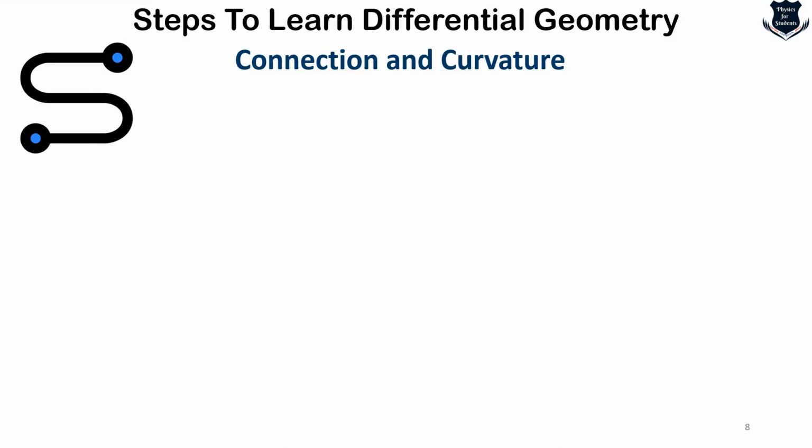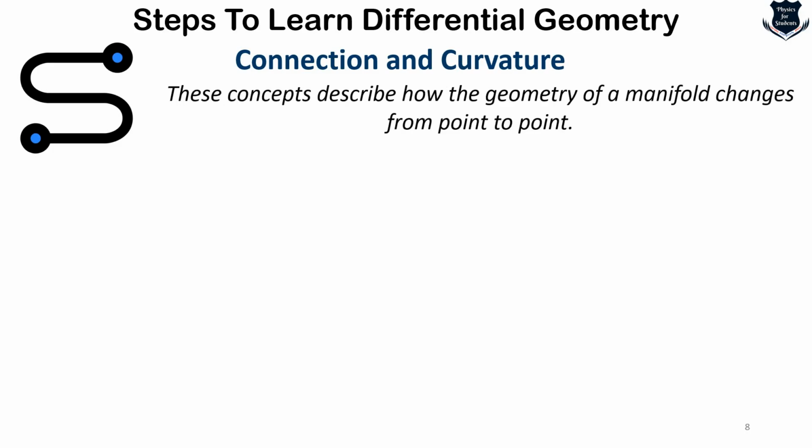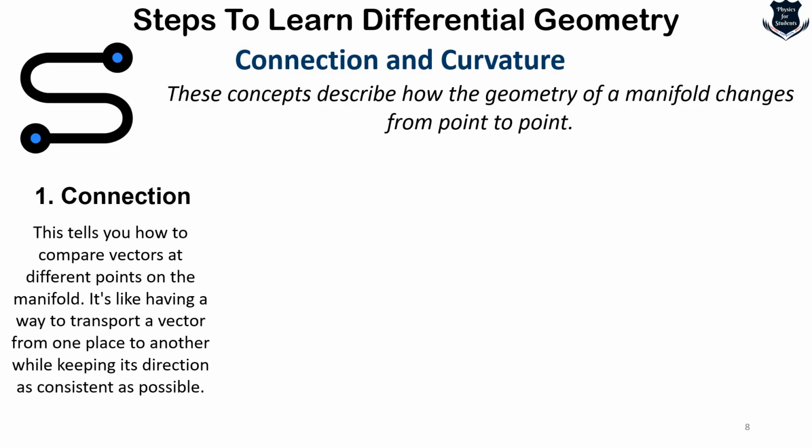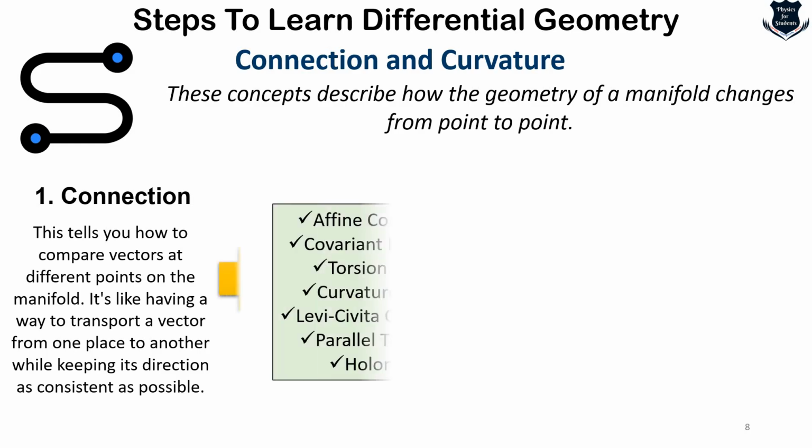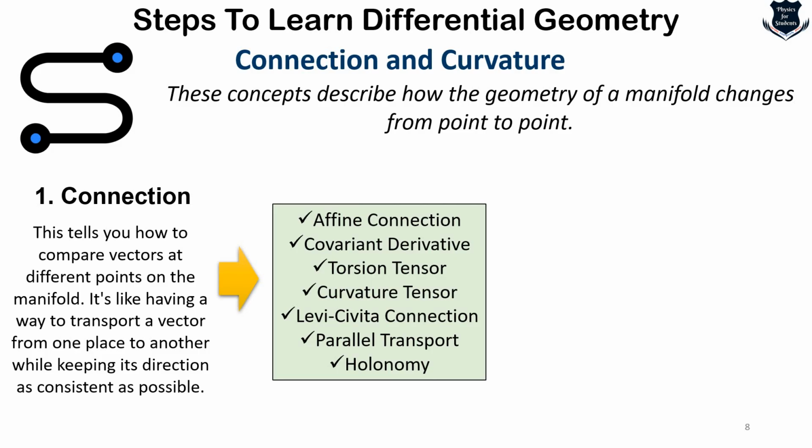The next step into understanding differential geometry is what is called connection and curvature. Now, connections are of different types. Let me tell you what we mean by connection. It is not the typical type of a Euclidean connection, but it actually compares vectors at different points of a manifold. It is just like having a tool or a car or a vehicle in which you can transport a vector from one place to another, keeping its direction as consistent as possible, because it should be invariant. Now, connections can be many: affine connection, covariant derivative, torsion tensor, and so on.